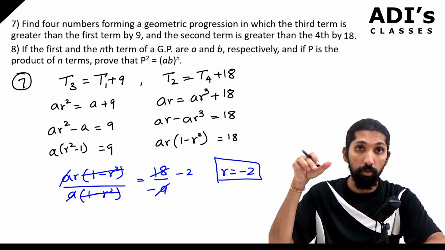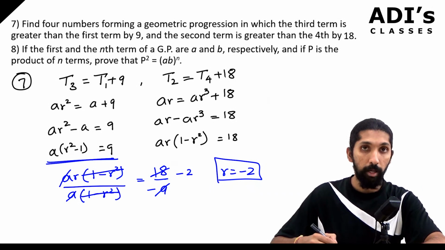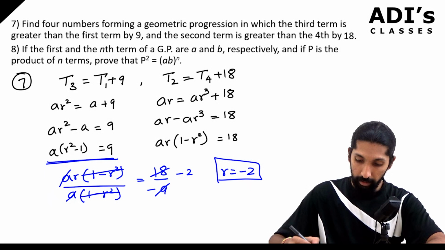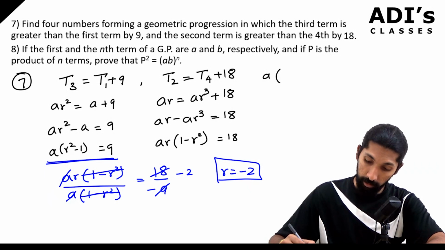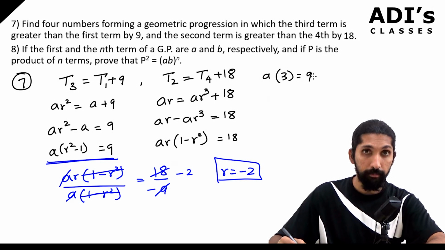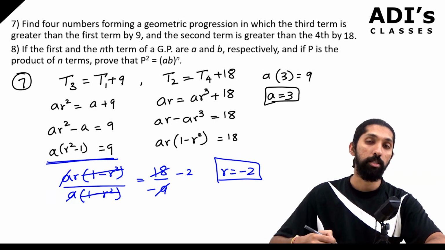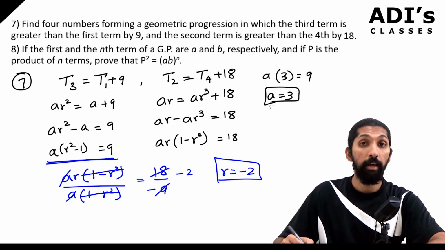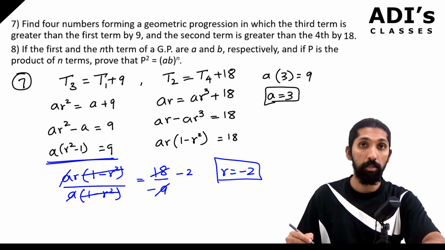See, since R is minus 2, we can substitute this in the first equation, taking R as minus 2, and we can get the value of A, right? So once you do that, you're gonna get A into R square minus 1, that's 4 minus 1, 3, is equal to 9. So A value is 3. 4 numbers, A, AR, AR square, AR cube, isn't it? And the value of A is 3 and the value of R is negative 2. That means the 4 numbers, you can tell.